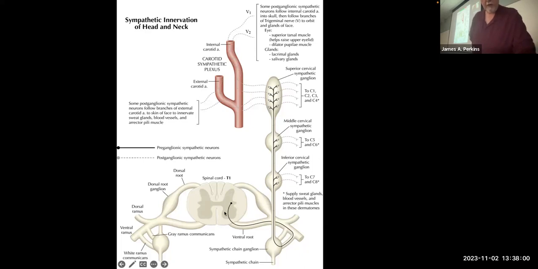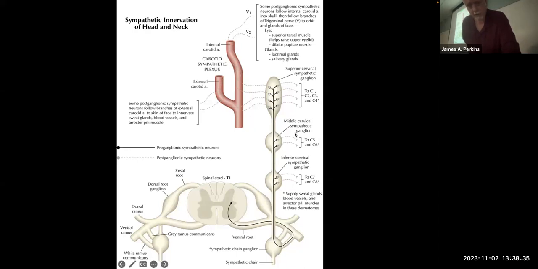Now, some of the other preganglionic sympathetic neurons are going to travel up the sympathetic chain, and rather than synapsing immediately in the inferior cervical ganglion, they may continue higher up and synapse instead in the middle cervical sympathetic ganglion. That middle ganglion represents the fused ganglia from C5 and C6. So the preganglionic neuron would synapse with postganglionic neurons in this middle cervical sympathetic ganglion.